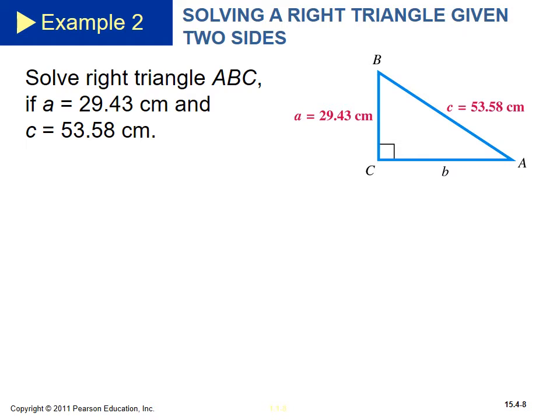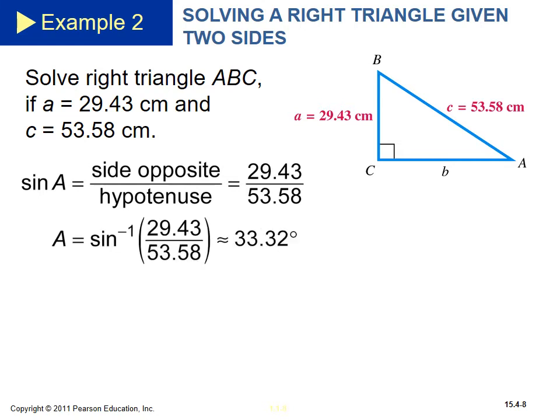Okay, so we want to solve this triangle ABC, if A is 29.43 centimeters and C is 53.58 centimeters. So quickly we can do the sine of angle A. That's the side opposite over the hypotenuse. And then you use the inverse function to find the number of degrees on your calculator. So you would put sine to the -1 of 29.43 over 53.58 and hit enter, and you would come up with approximately 33.32 degrees.